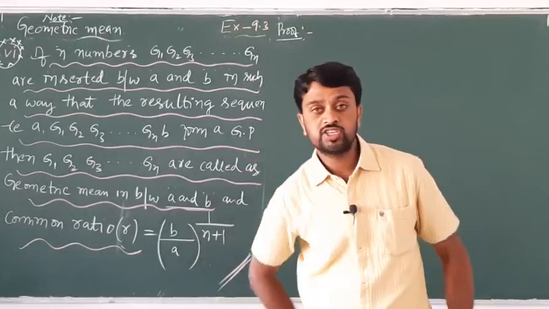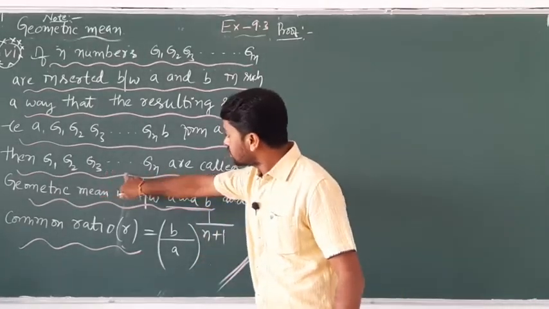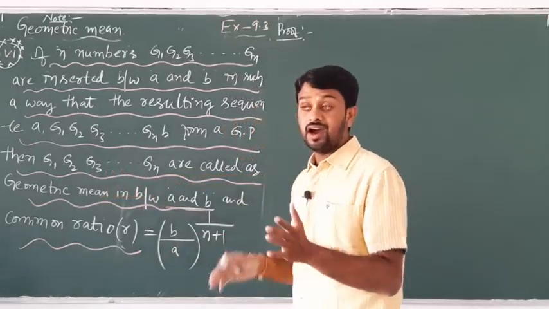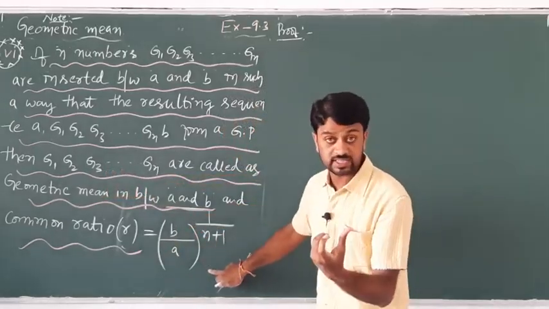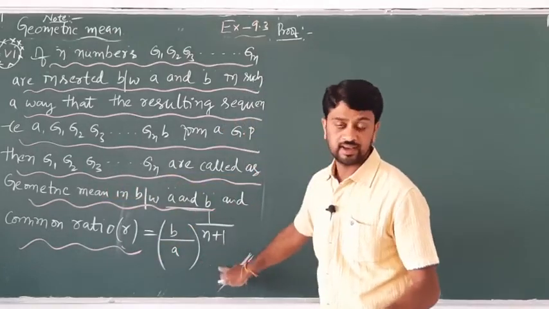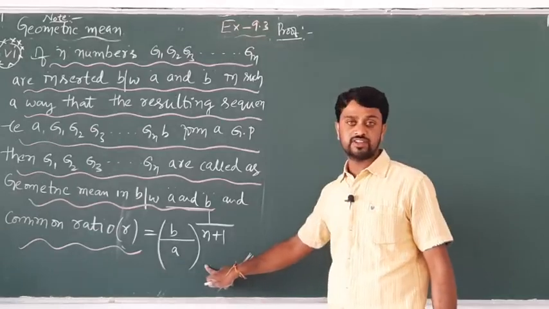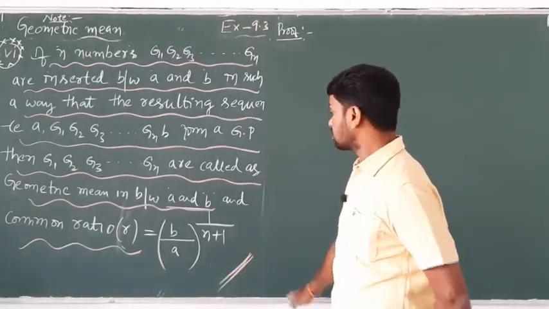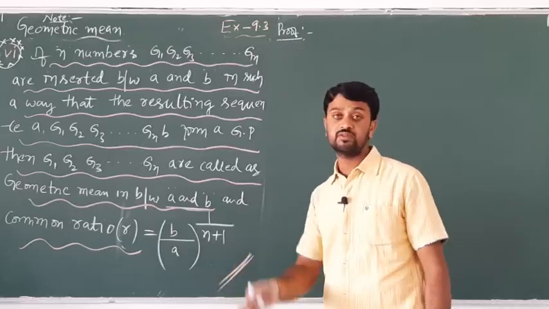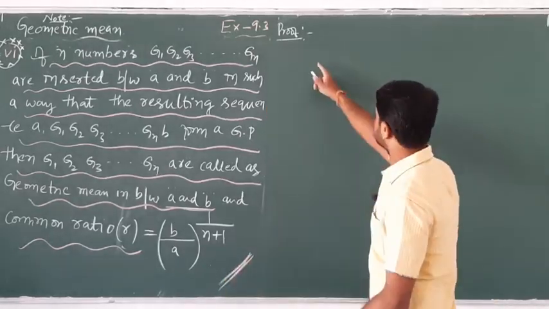In the previous session, in arithmetic progression, A1, A2, A3 up to An are called arithmetic means between A and B, and the common difference is, tell me anybody? Yes, 100%. Very good answer. The common difference D is equal to (B minus A) divided by n plus 1. But here the common ratio is (B by A) whole power of 1 by n plus 1. I will discuss the proof.